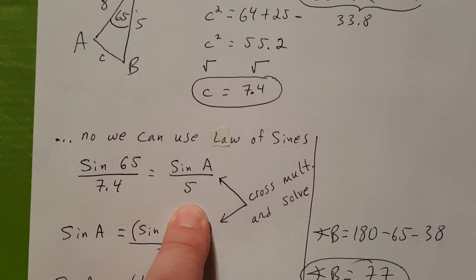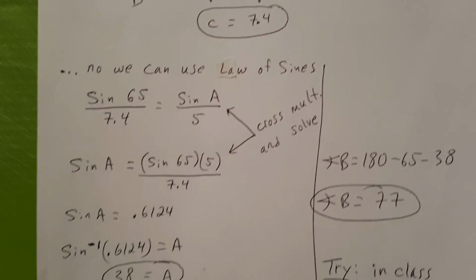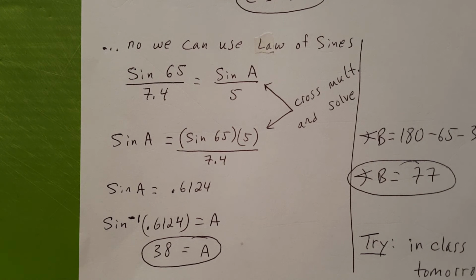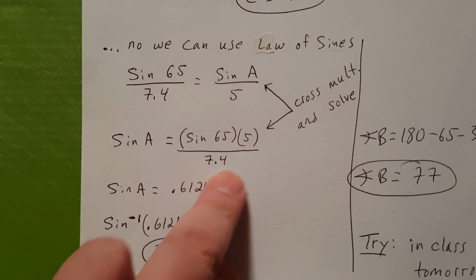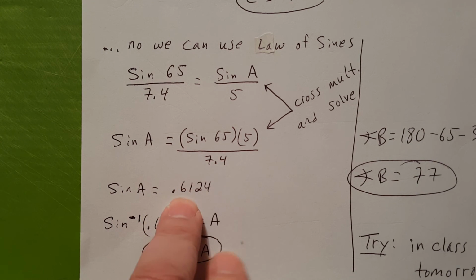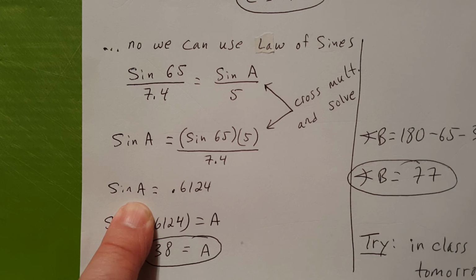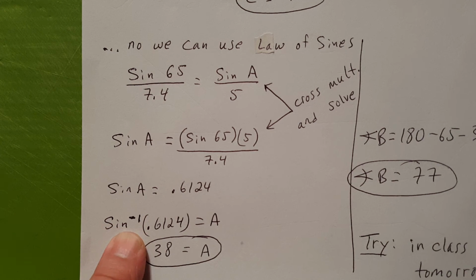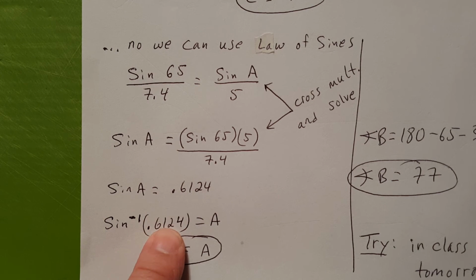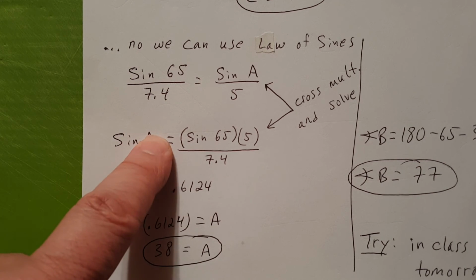So I guess I'm going to find angle A first. Sine of A over 5, right? Now we've done this before. Cross multiply and solve. And you get sine of A equals all of this. You put that on the calculator: this times this divided by this. And you get 0.6124. Now remember when we're looking for an angle, we do inverse. Remember that little minus 1? So it's inverse sine of 0.6124 equals, and you're going to get 38 in the calculator. Done. I found angle A using the sine law.